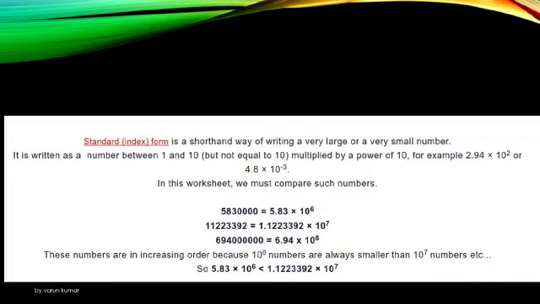Now see here, these numbers are in increasing order. Numbers with 10 to the power 6 are always smaller than numbers with 10 to the power 7, etc. So 5.83 into 10 to the power 6 is always less than 1.1223392 into 10 to the power 7. So we are easily able to compare any numbers when we change them into a standard form of scientific notation.